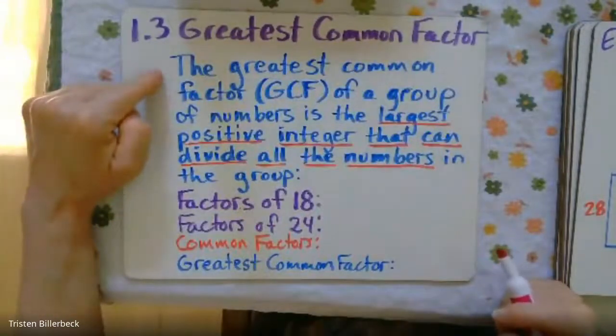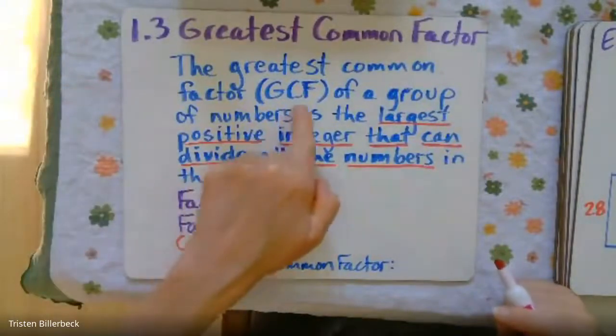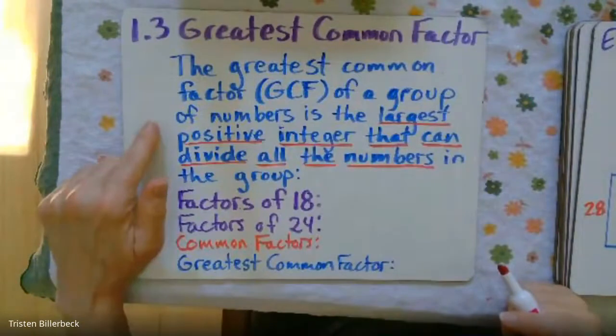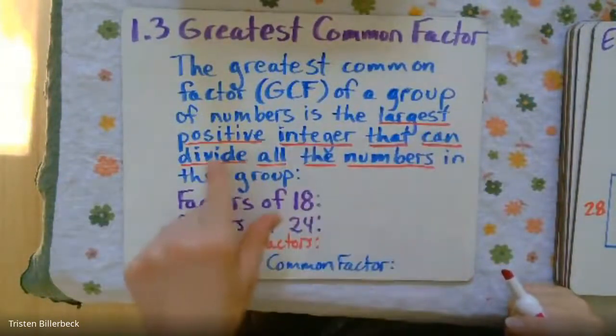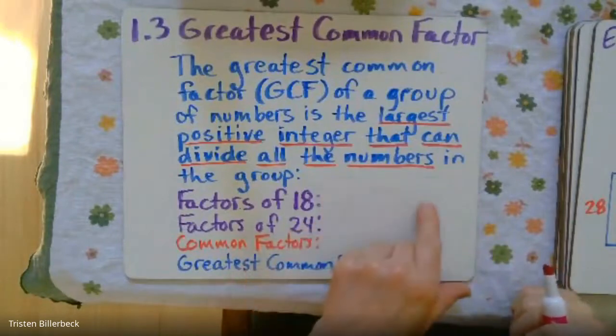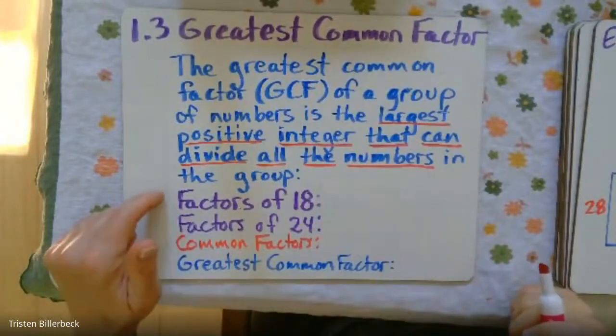The greatest common factor, GCF is how it's abbreviated, of a group of numbers is the largest positive integer that can divide all the numbers in the group.